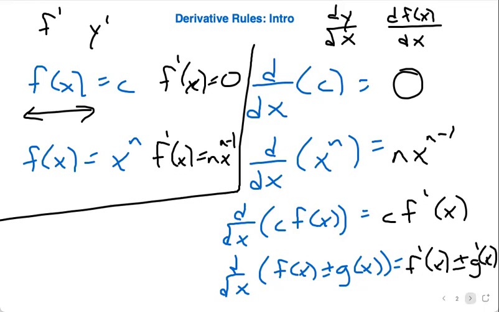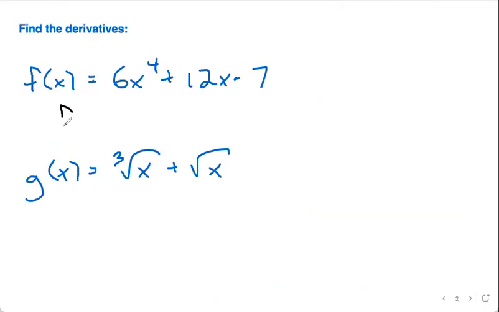For example, if you're asked to find the derivatives of the following, so given f of x, the derivative f prime of x: put the number in front, 6 times 4 is 24, x to the 3. The derivative of 12x, you'd put the number in front, 12 times 1 is 12, but then it'd be x to the 0, so it's just 12, and the derivative of negative 7 is 0.